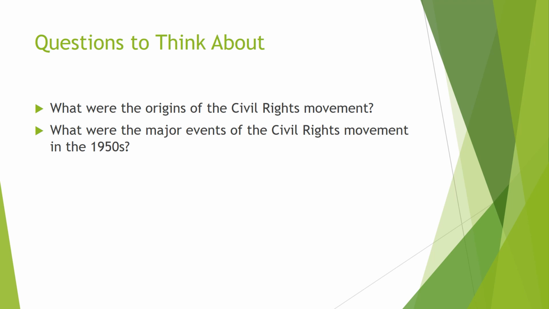And then second, what were the major events of the civil rights movement in the 1950s? We started with the Brown versus Board of Education decision in 1954, the Montgomery bus boycott in 1955, and then the desegregation of Little Rock Central High School in 1957. So stay tuned for part 2 of the civil rights movement.